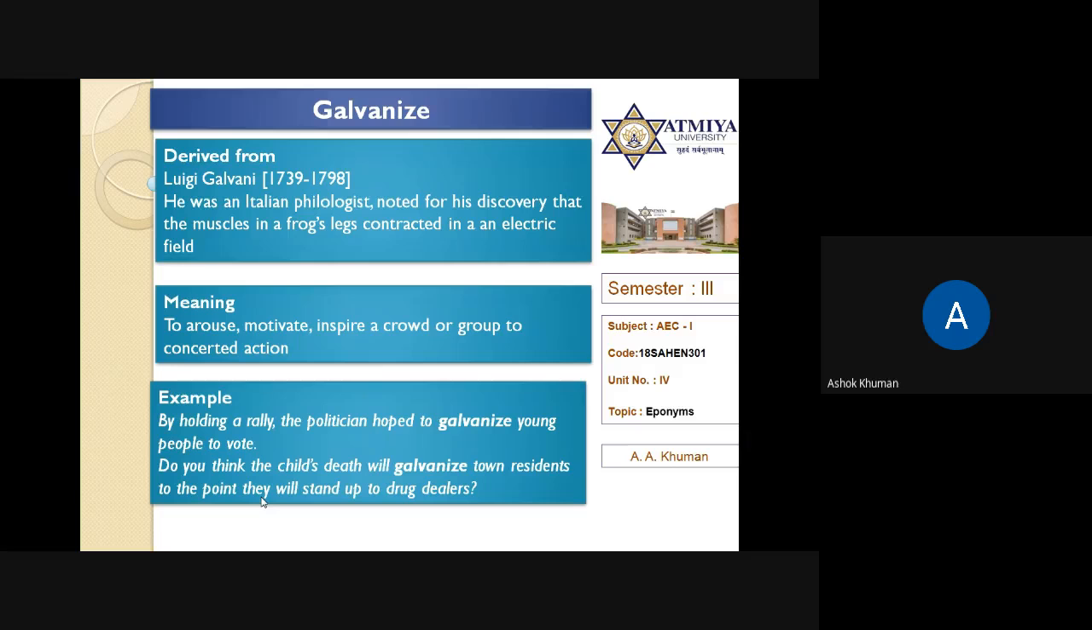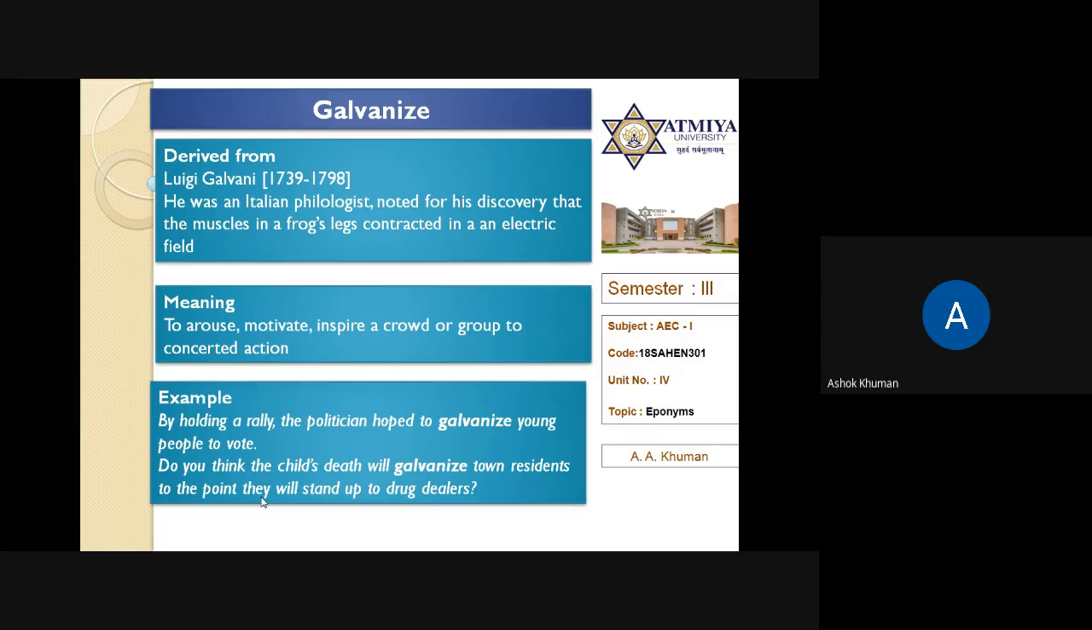Galvanize, see, it is also used positively and negatively. Galvanize, see, frogs' legs contracted in an electric field. Now, when you get an electric shock, it means your entire body gets affected.